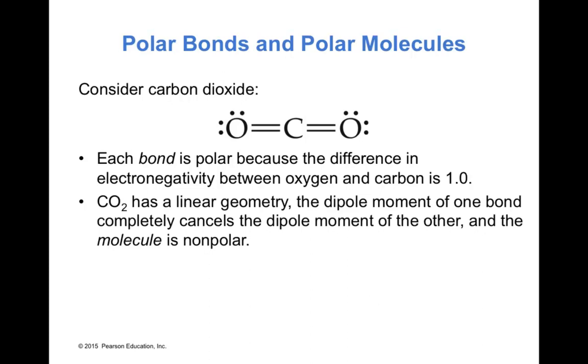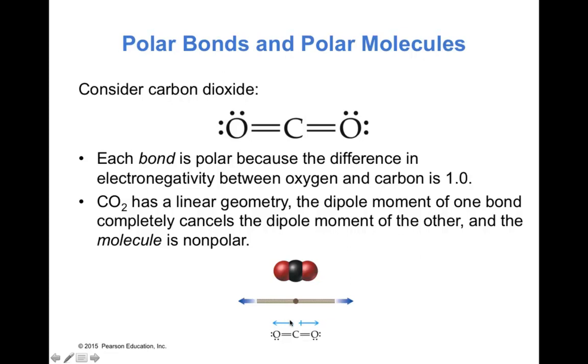Now, carbon dioxide has a linear geometry. The dipole moment of one bond completely cancels the dipole moment of the other one, and the molecule is nonpolar. Here we can write the polarity of the bond by using this type of arrow, pointing toward the atom with higher electronegativity, and we can draw a cross on this side to represent the partial positive.